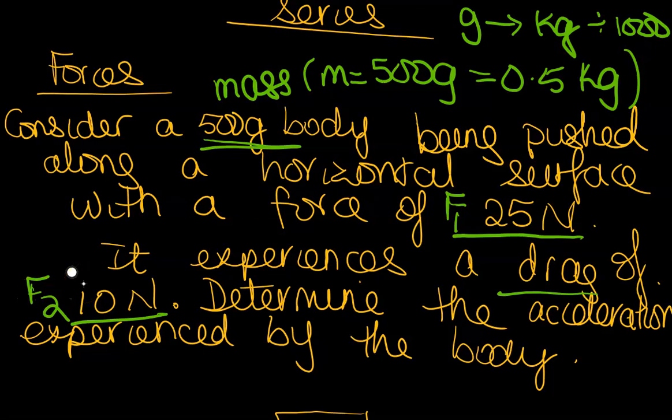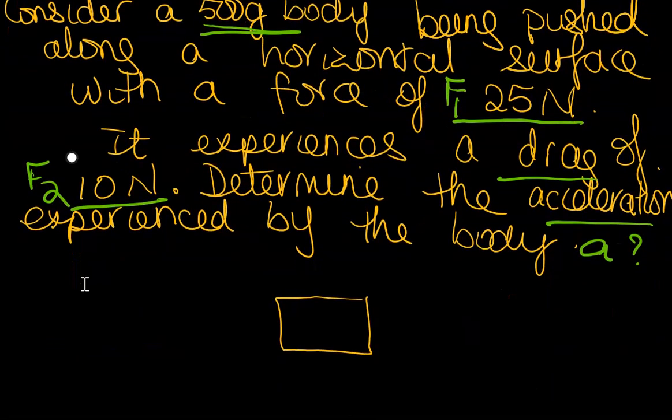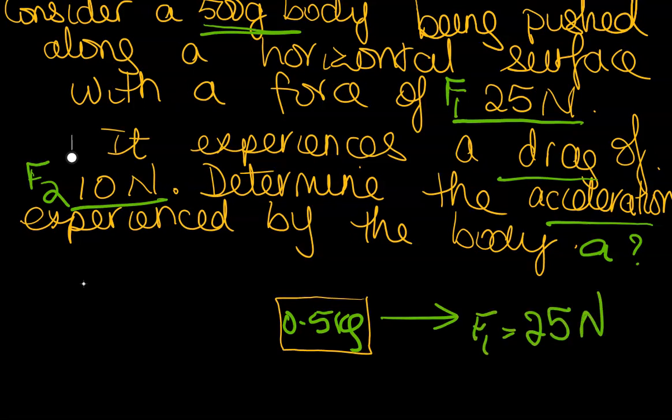Determine the acceleration experienced by the body. So our question is asking us to determine A. Let's diagrammatically represent what the question is telling us. We have a body. The mass of the body is 0.5 kilograms. It's acted upon by a forward force F1 being 25 newtons, and it is opposed by another force F2 being 10 newtons.